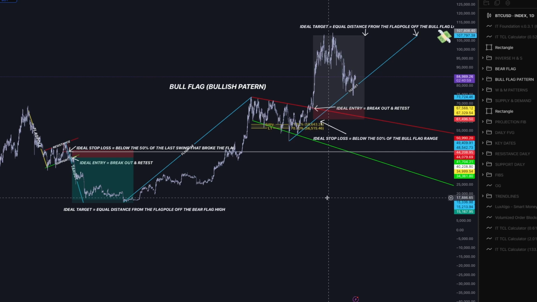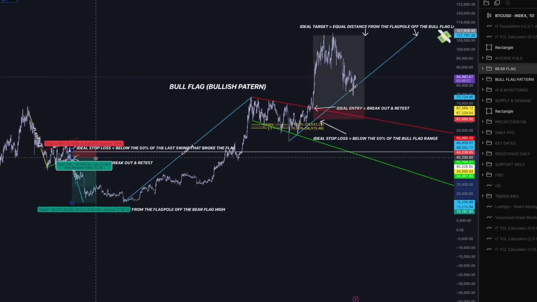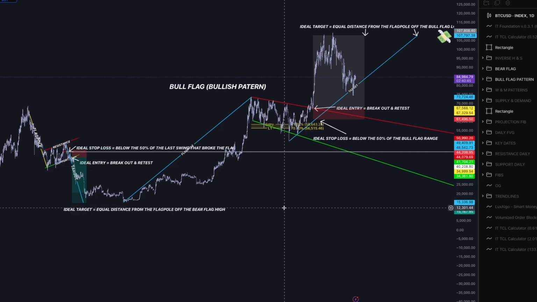This is 3 months. So these are going to be more accurate than looking on the lower time frame. I would say 4 hours is still accurate, 1 hour is accurate. But when you're looking at these patterns on a 15 minute time frame, they're not as reliable.